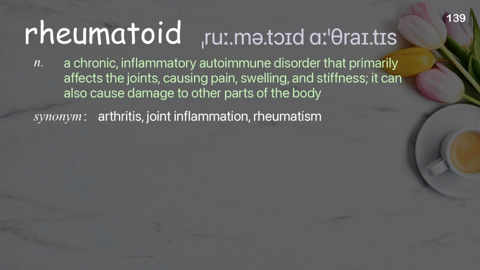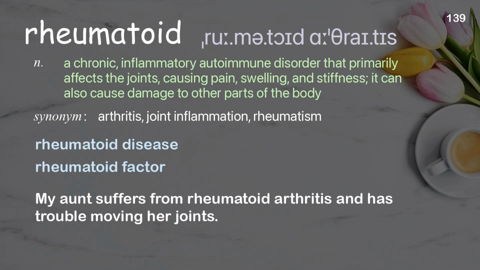Rheumatoid. A chronic, inflammatory autoimmune disorder that primarily affects the joints, causing pain, swelling, and stiffness. It can also cause damage to other parts of the body. Examples: Rheumatoid disease. Rheumatoid factor. My aunt suffers from rheumatoid arthritis and has trouble moving her joints.